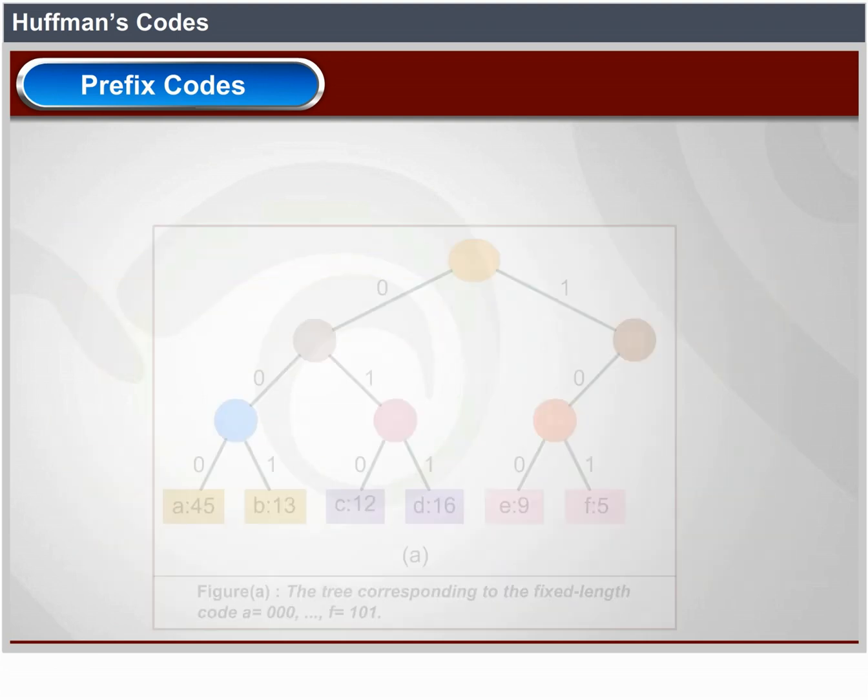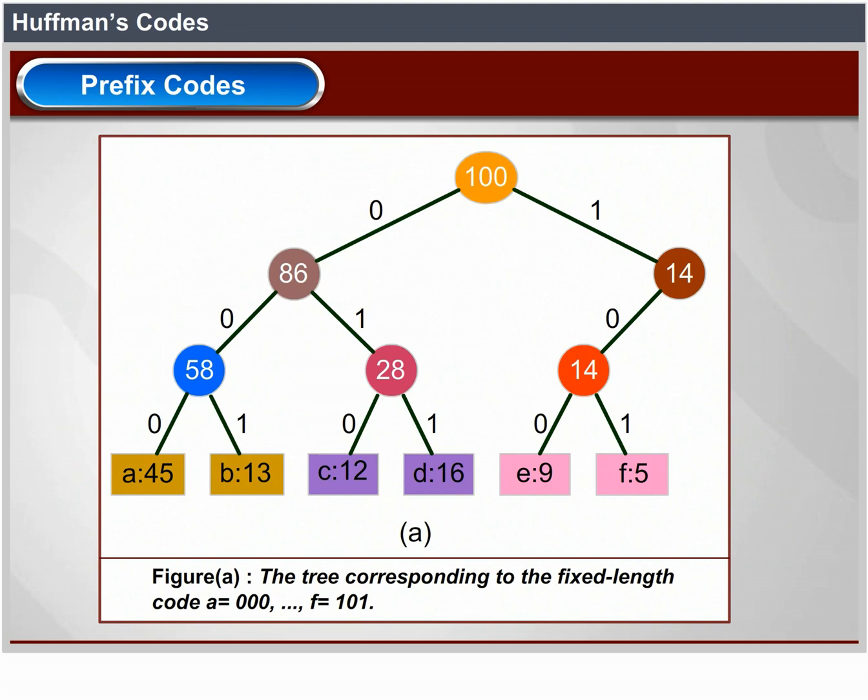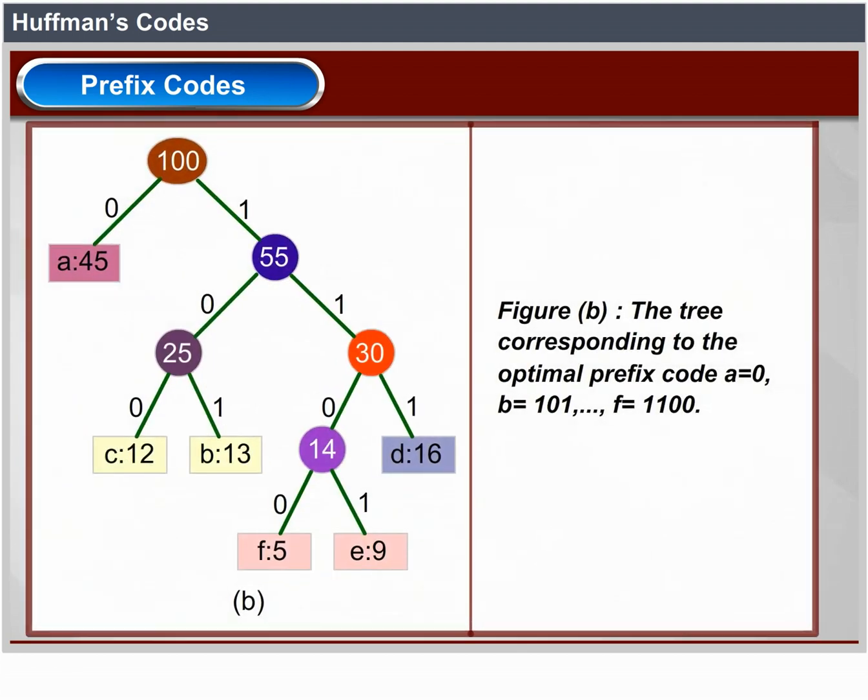This figure shows the tree corresponding to the fixed length code A equal to 000, and it goes up to F equal to 101. This figure shows the tree corresponding to the optimal prefix code A equal to 0, B equal to 101, and it goes up to F equal to 1100.